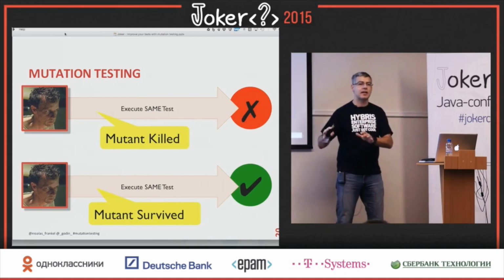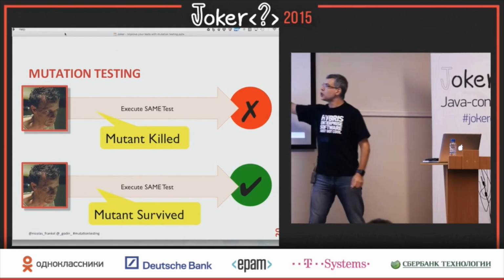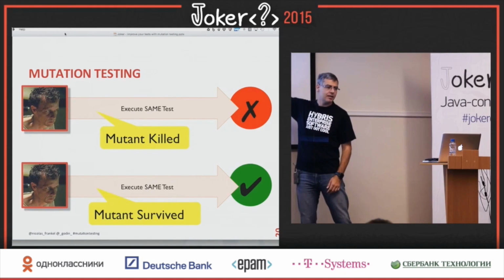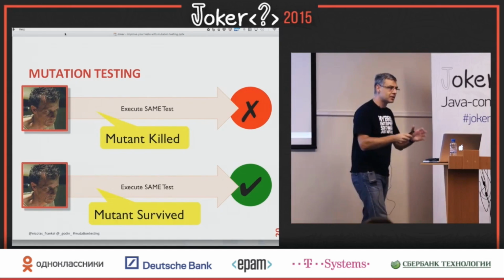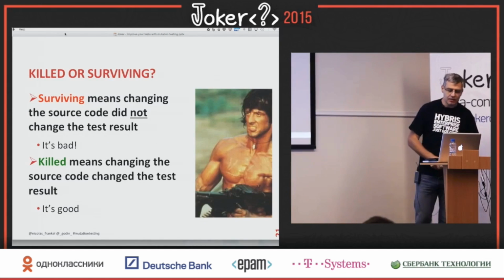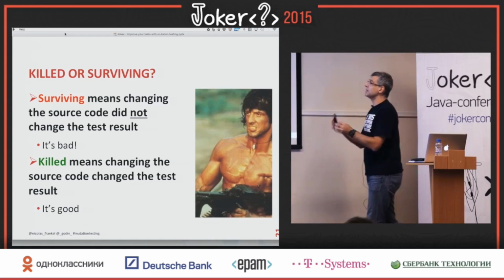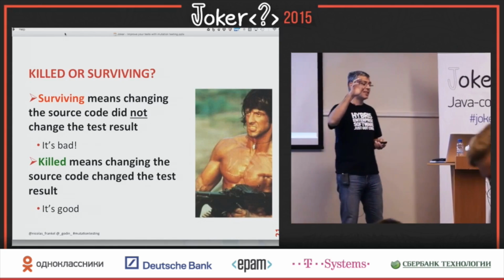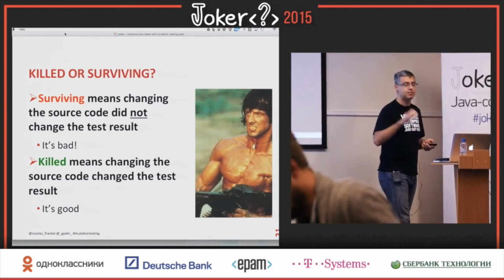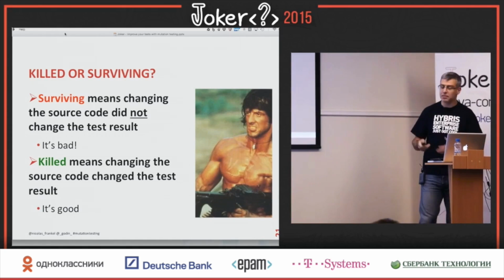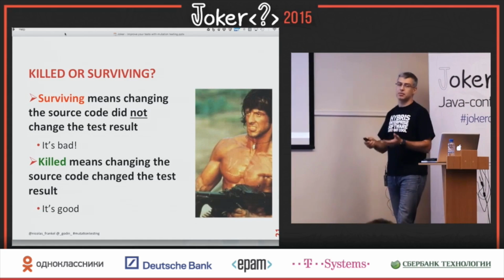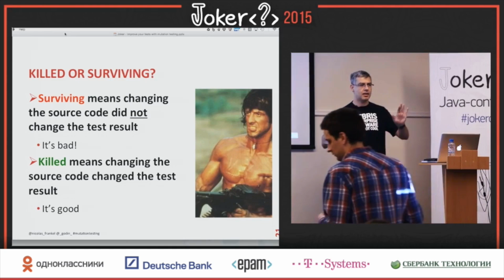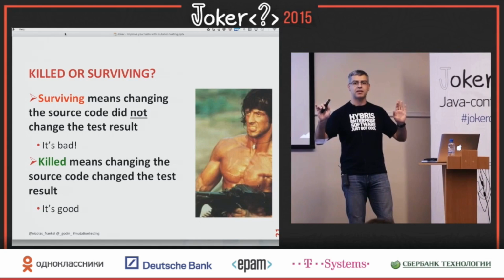So it's not like in the movie. We should kill the mutants, okay? So we should kill the mutants. So again, surviving means changing the source code did not change the result, and it's bad. And killed means changing the source code changed the result, it's good. Okay? Are you following me at this point? Great.